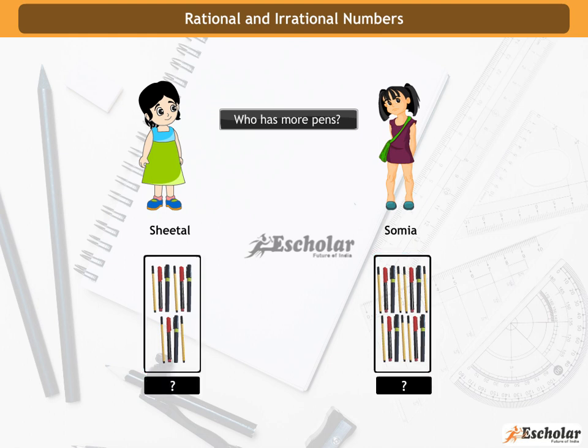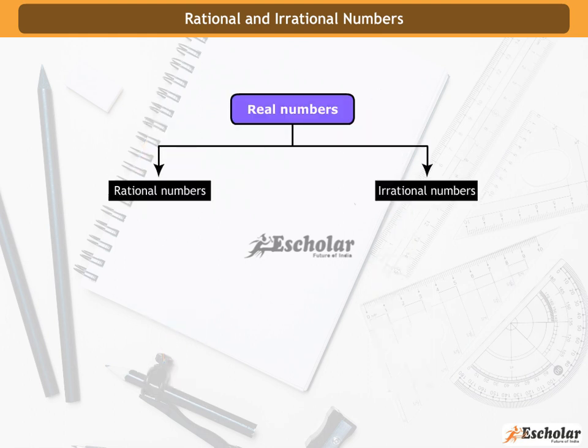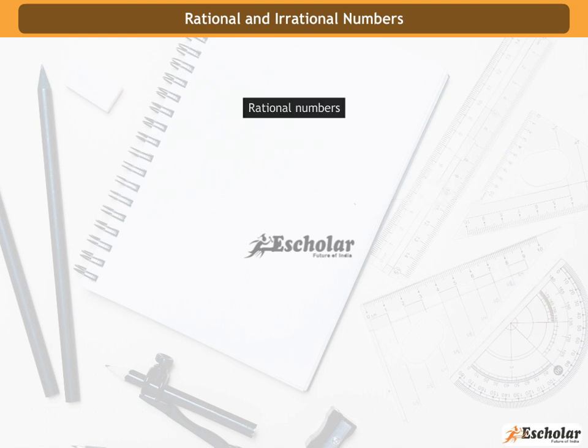What will happen if there is no number? Simple questions would be practically unanswerable. Number is of huge importance in our daily life. Real numbers include rational and irrational numbers. Let us first look at rational numbers.